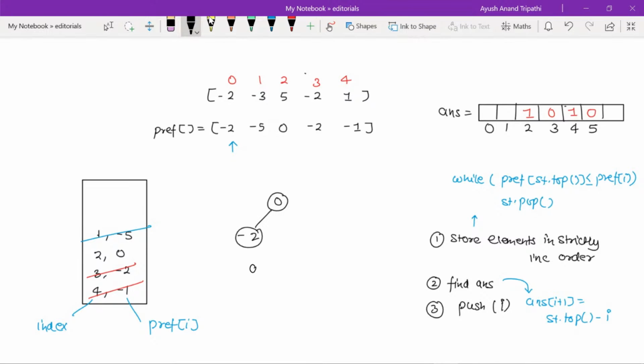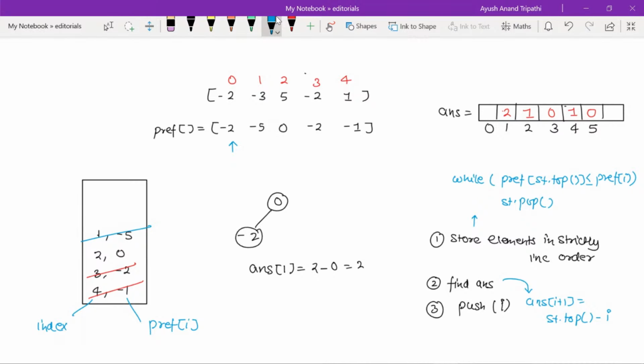And what is the answer? So answer of I plus 1, I is 0, so 0 plus 1 is equal to 1. st dot top. What do we have at st dot top? So st dot top is equal to 2 and 2 minus 0, which is equal to 2, right? And that's making sense as well, I guess. So answer of 1 is equal to 2. So we'll update the answer of 1 to 2. And yeah, that makes sense as well.